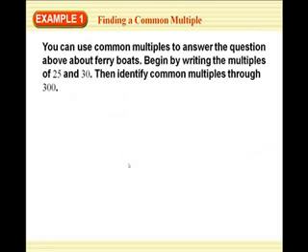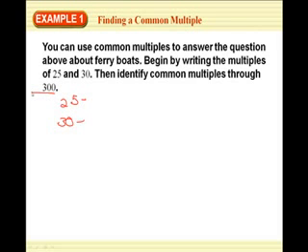Example 1, you can use common multiples to answer the question about ferry boats. Begin by writing the multiples of 25 and 30. Then identify common multiples through 300. Well, let's read that problem. There is a problem at the top of page 250. It says 2 ferry boats leave a landing platform at the same time. One of the ferry boats returns to the loading platform every 25 minutes, the other one every 30 minutes. In the next 300 minutes, when will they return at the same time? So they're asking you for how many times will these numbers match up?